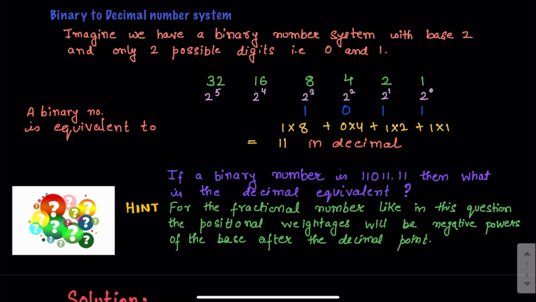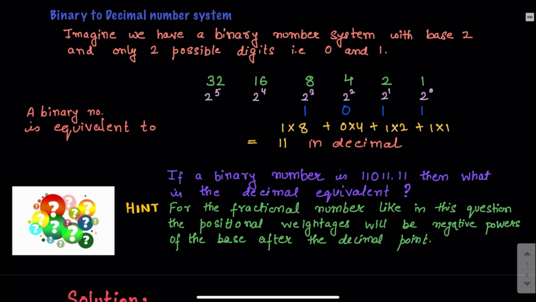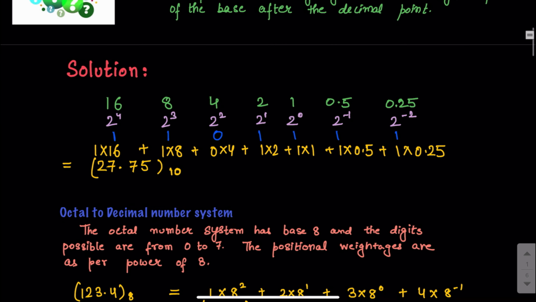So it is as simple as that on the left side of the decimal point, this is the same concept, but after the decimal point, you have to follow and continue with the negative powers of the base. So after this, I'll have 2 to the power minus 1, 2 to the power minus 2. And hence, if I talk about general any base, this would be after the decimal point, r to the power minus 1, r to the power minus 2, and so on. So let's get back. So if we understand this, we can easily solve the question given.